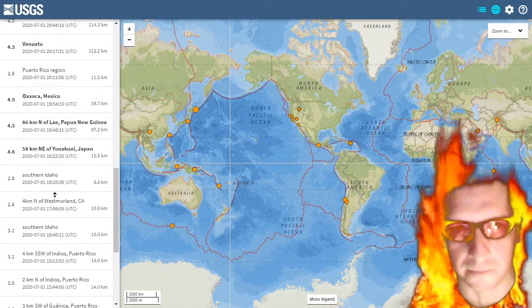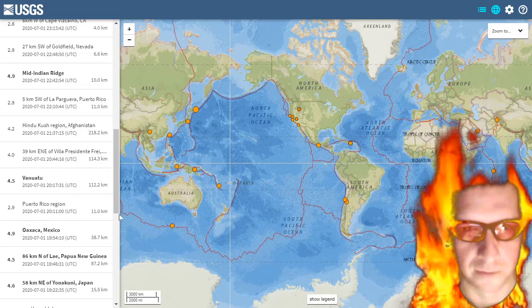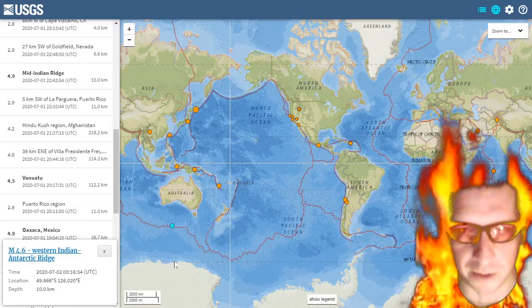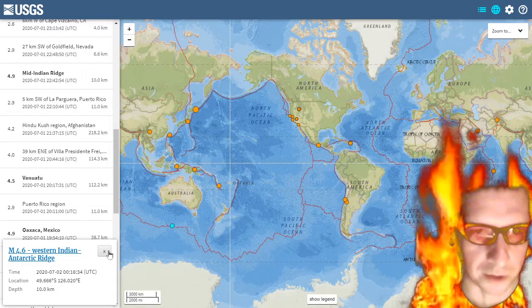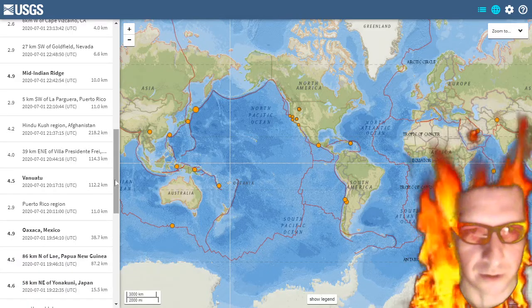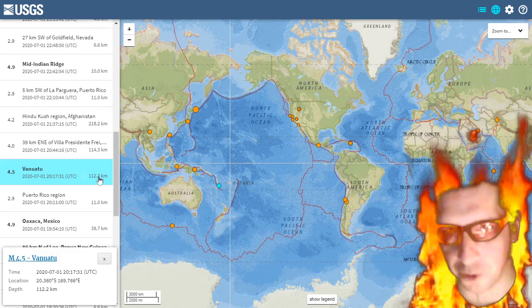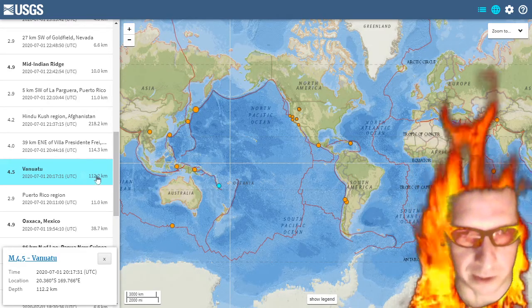Scroll up the list. We'll note anything that's particularly weird. This is kind of a strange one here, located between the Antarctic and Australian plate near the western Indian Antarctic Ridge. Here's a deep one at Vanuatu that came in at 2017 Universal Time, almost due north of New Zealand.